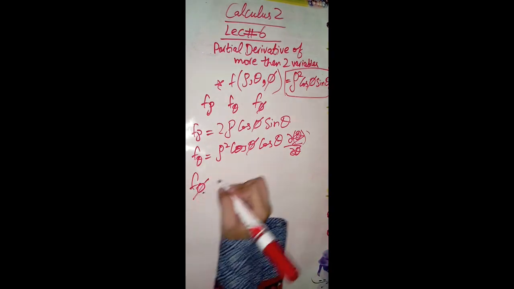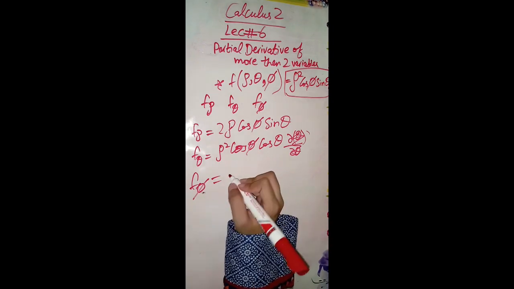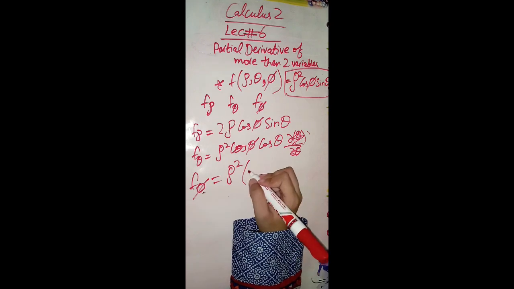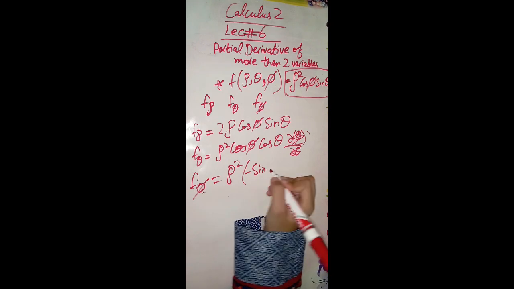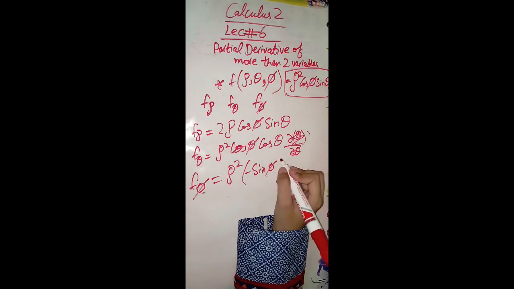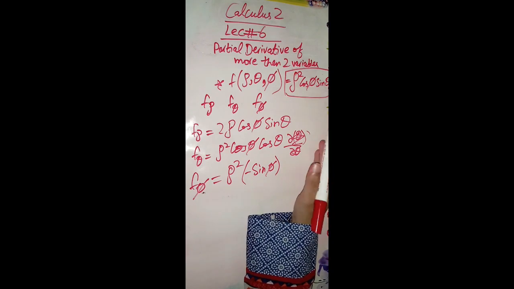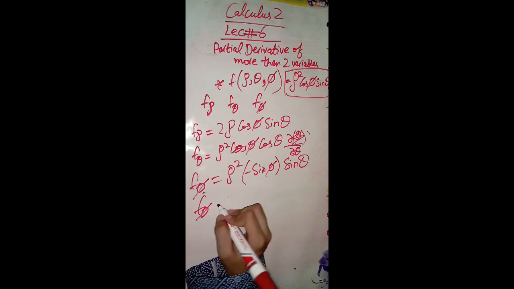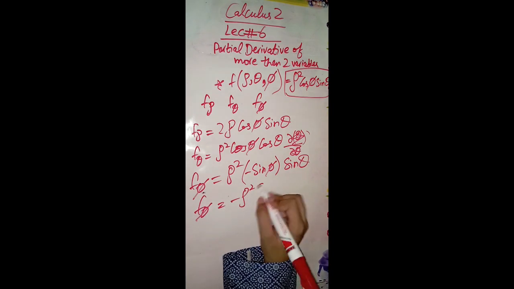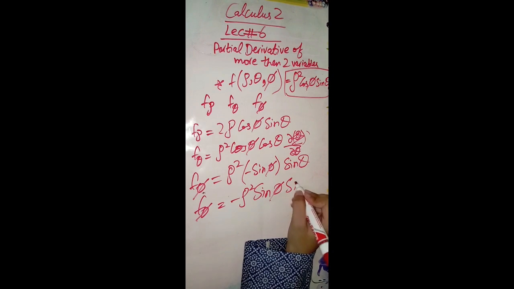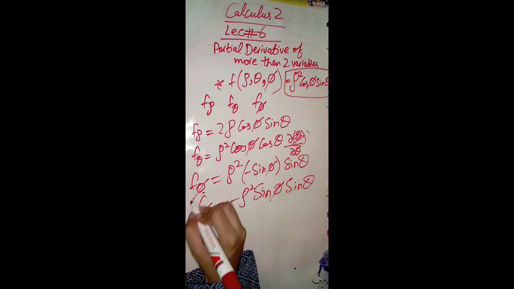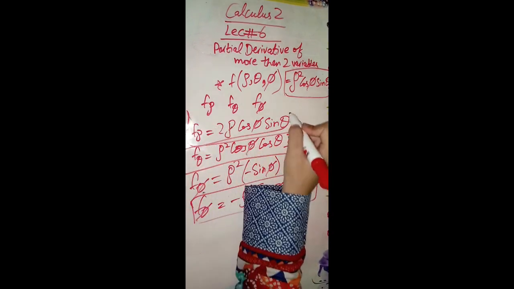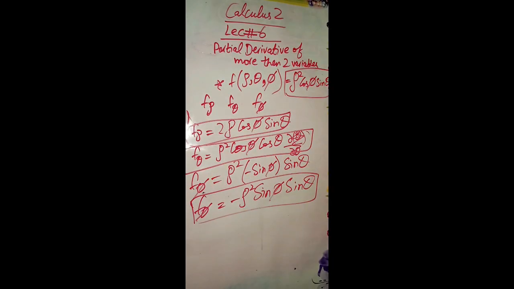Now we have to find the partial f of phi, which means the other values will be constant. So rho square, the derivative of cos phi is minus sin phi, and sin theta stays as it is. So f phi is equal to minus rho square sin phi sin theta. This is how we solve partial derivatives of more than two variables.